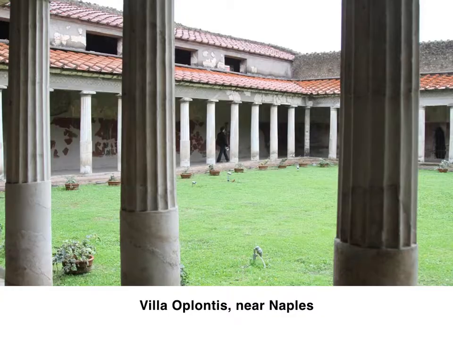This slide sequence diagrams the Stoa to peristyle transformation. It's hard to find remains of ancient Greek peristyles, but there are plenty of Roman examples left to us. This is a view of the peristyle of the Villa Oplontis near Naples.